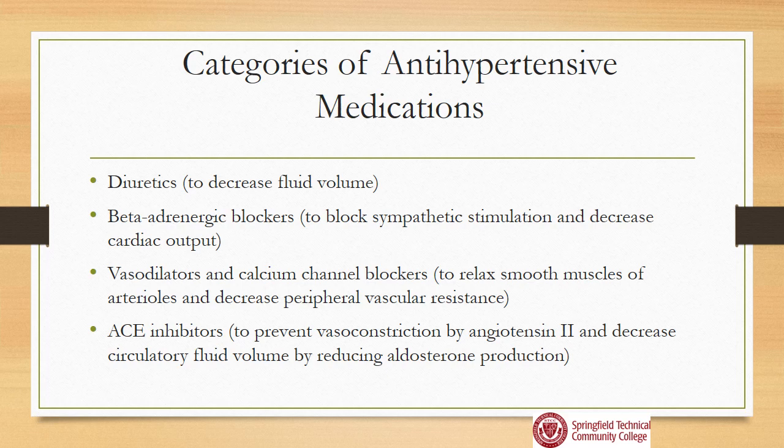And then ACE inhibitors are another type of antihypertensive medication. These work by preventing vasoconstriction, and they decrease circulatory fluid volume by reducing aldosterone production. And in your fluids and electrolytes lecture, we'll talk a little bit more about the angiotensin-renin-aldosterone system and how it works to maintain the volume of blood in your body, as well as your electrolytes.